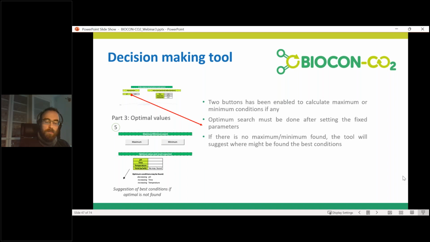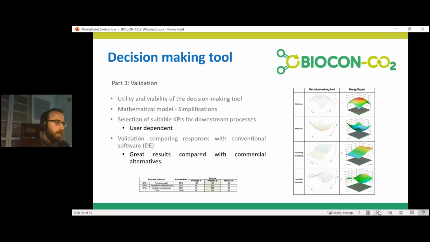You can know the region where your ideal set of points will be. Okay, and last but not least, if you create a software, you need to validate it. You need to check that the tool actually works, especially because we have added some simplifications to the mathematical model. The number of variables that the software uses, so the original equation generates, is exponential. So the more variables you add, the number of experiments that you need to perform grows exponentially.